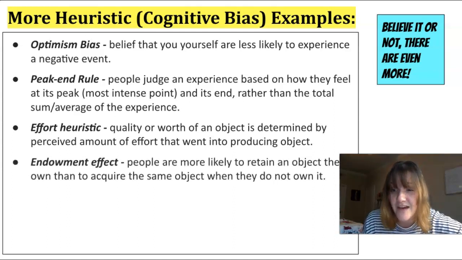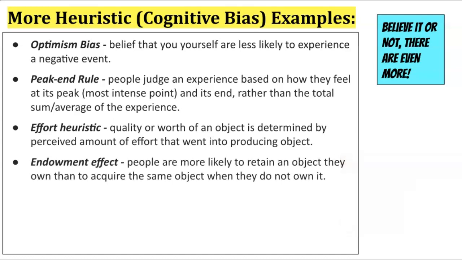Another one is the endowment effect. This is the idea that people are more likely to retain an object they own than to acquire the same object when they do not own it. So this means people are more likely to keep what they own than, let's say that you have a lottery ticket. Let's say you bought the lottery ticket for $5 and I offer to buy the lottery ticket off of you for 10. You are more likely to keep that lottery ticket even though you probably aren't going to win the lottery with it. So you're just more likely to retain what you already own than acquire the same object when you don't own it.